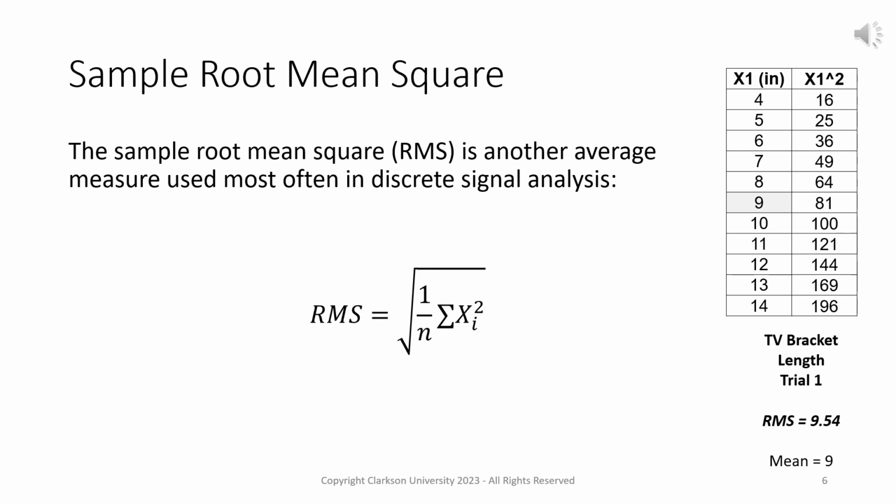If we look at the length data from our TV bracket trial 1, we can see that we simply square the x and sum them up, divide by n, and take the square root, and we have an RMS of 9.54, different from the mean of 9.